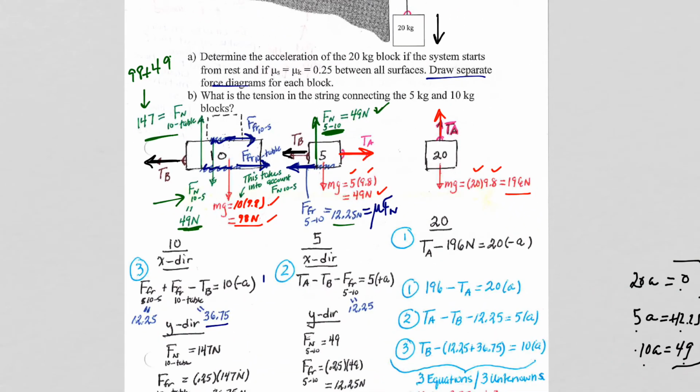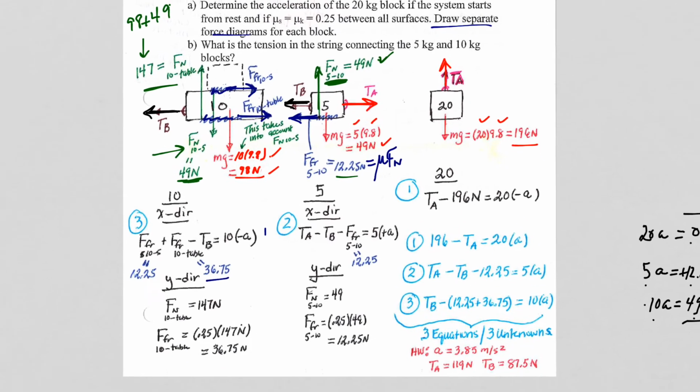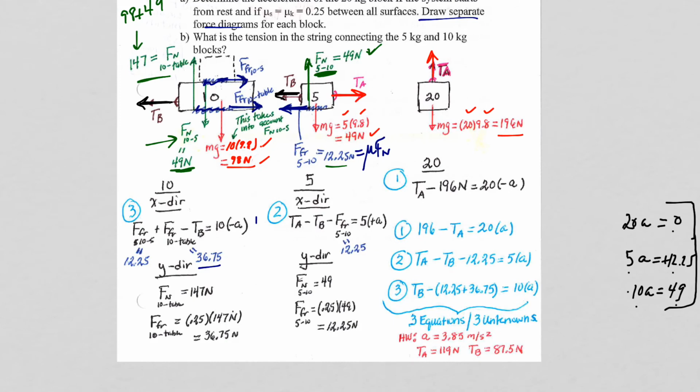Our force diagrams are done. We can go into generating equations from F equals ma, and what we're going to do is look at the sum of the forces in the x and y direction for each of the objects individually, and then we're going to see if we have enough equations and enough unknowns. So looking at the 20 kilogram block, we have tension A going up, so that's why that's positive. The weight force, negative 196. Negative goes down is my negative direction. And notice sum of the forces equals mass times acceleration in the y direction.